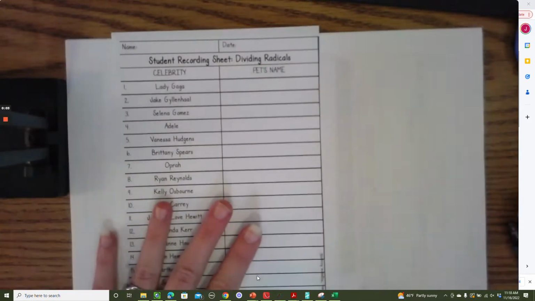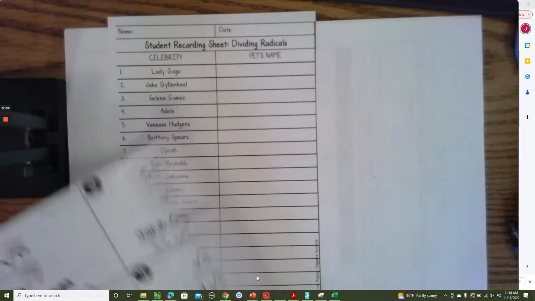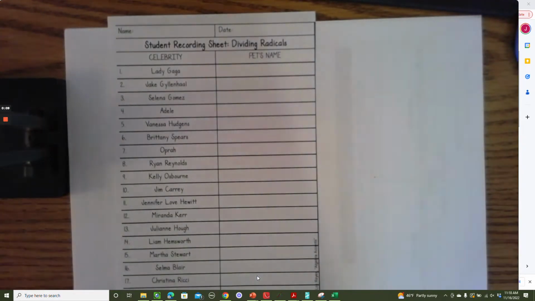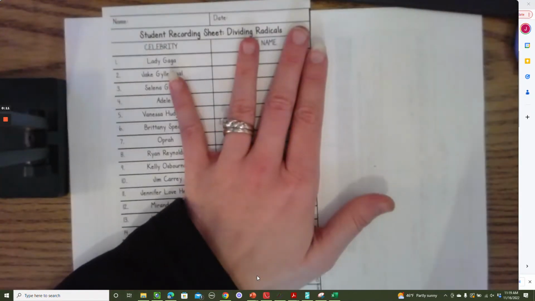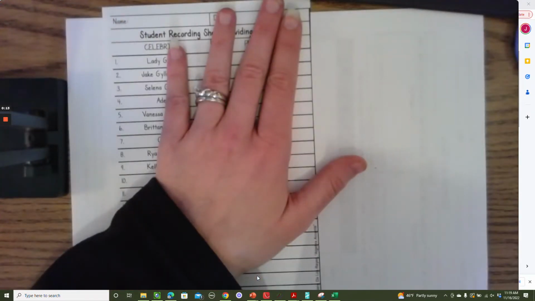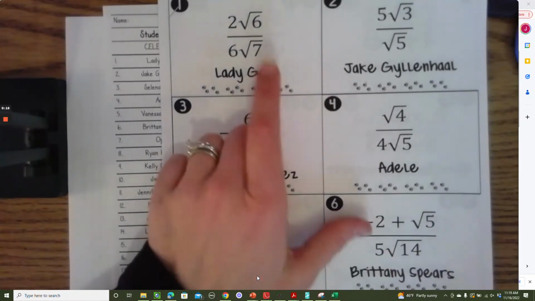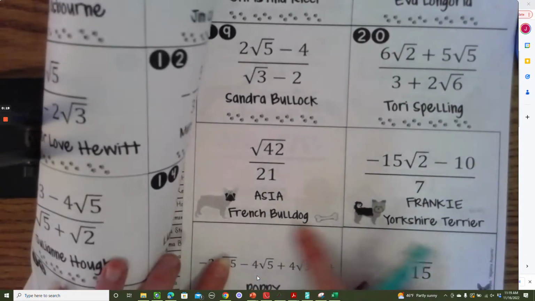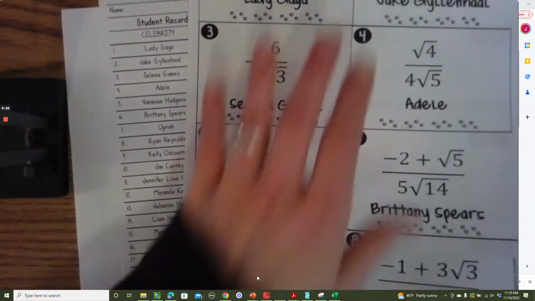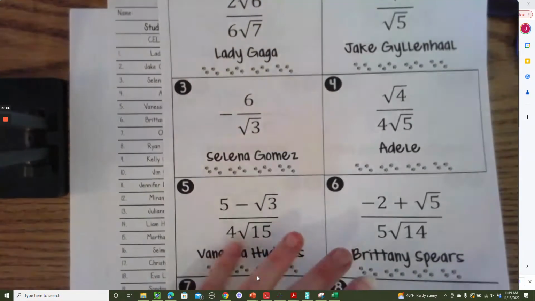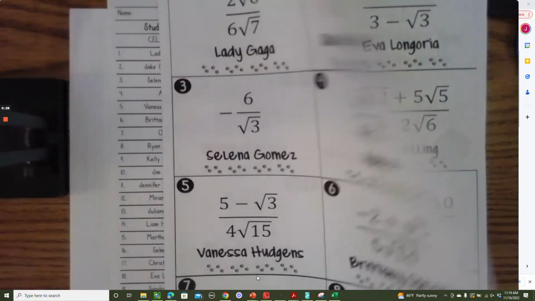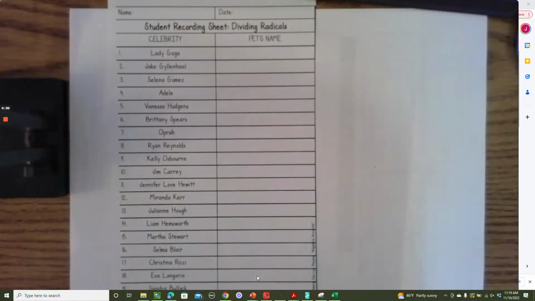All right, this video is for the dividing radicals, rationalizing the denominator scavenger hunt. What you have is this recording sheet. This is all you have to turn in at the end. You've got this packet that has celebrities, and then it has their dogs. The celebrity is the original, the dog is the simplified version. And it's matching, so once you use it, it's gone, it's out. It kind of helps you eliminate answers as you go.